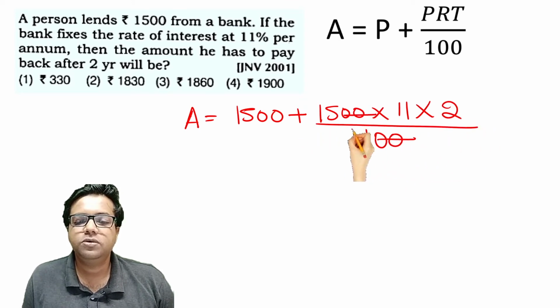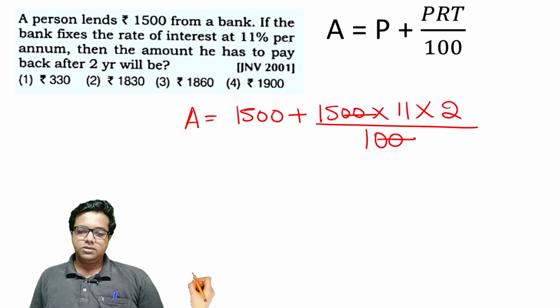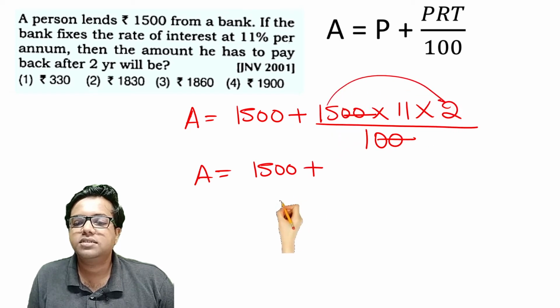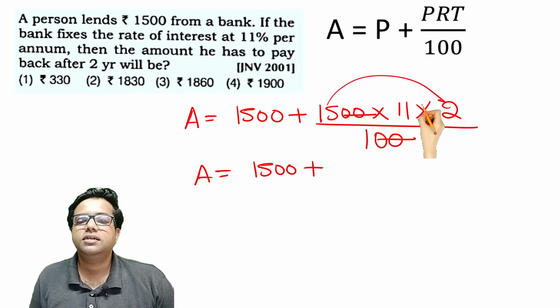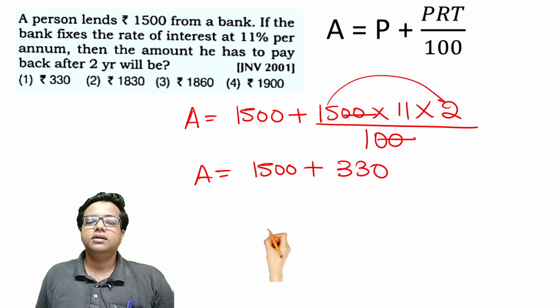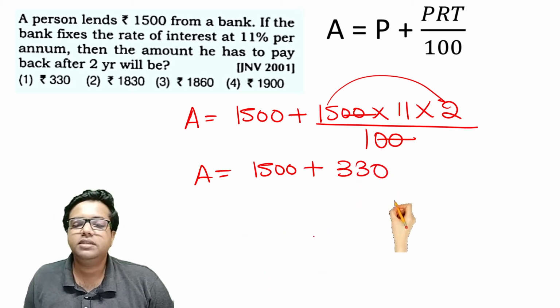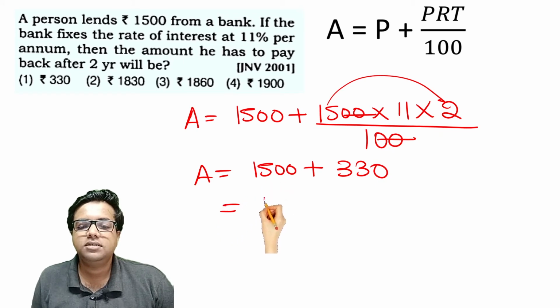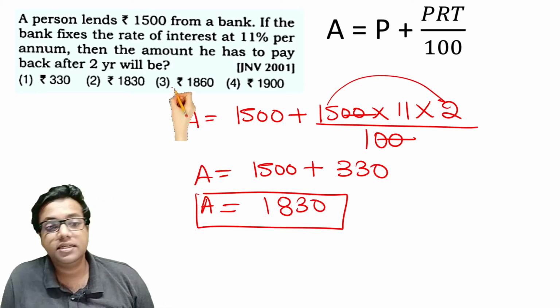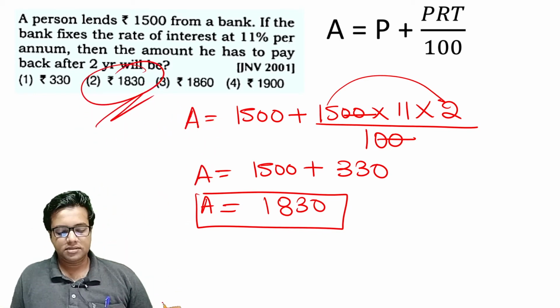2 zeros go away, 20 goes away. So amount will be equal to 1500 plus 15 2s is 30, 30 into 11 will be 330. So if you add this, you will get 1830. The amount that he has to pay back will be 1830. Option 2 is the right answer for this question.